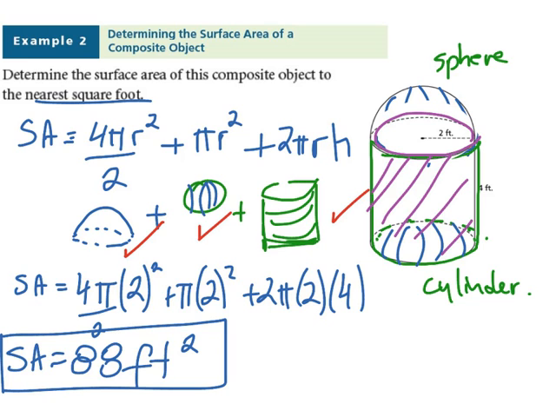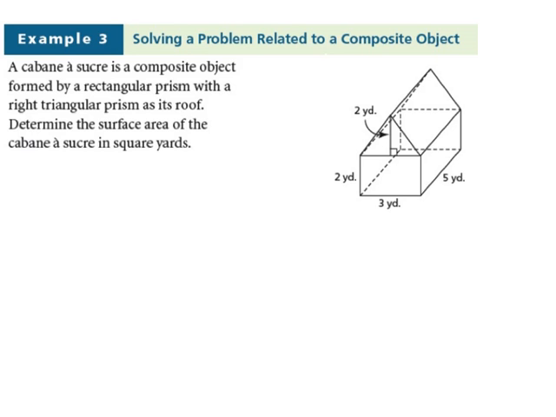Let's take a look at the last example. A cabinet à sucre is a composite object, that means an object composed of more than one shape, formed by a rectangular prism with a right triangular prism as its roof. Determine the surface area of the cabinet à sucre in square yards. In this case, it is a good idea for us to unravel this shape. And this is what it would look like if we unravel it.